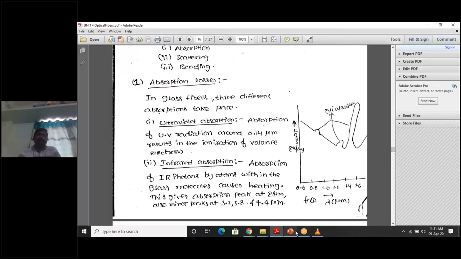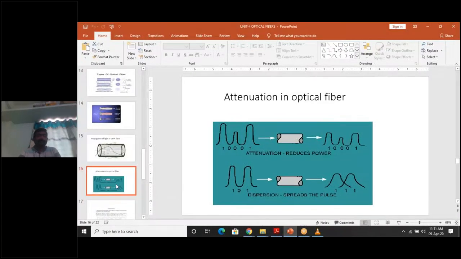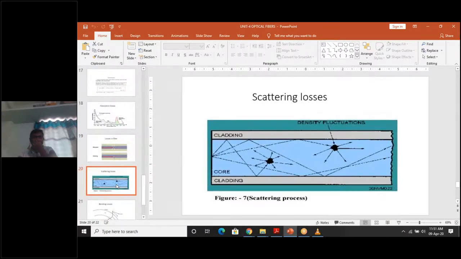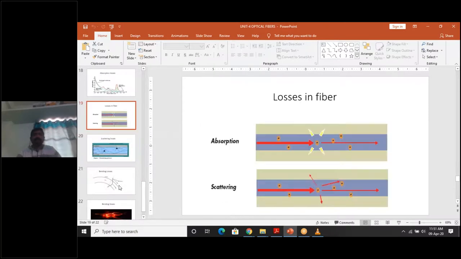You go to the optical fiber. These are absorption losses. This is the core medium. This is the cladding medium. Here, something yellow is placed. This yellow part is absorbing light. You see, the power of the light is high here, and after that absorption, what happens? The power of the light decreases. Some part of the power got absorbed. A certain amount of light got absorbed.